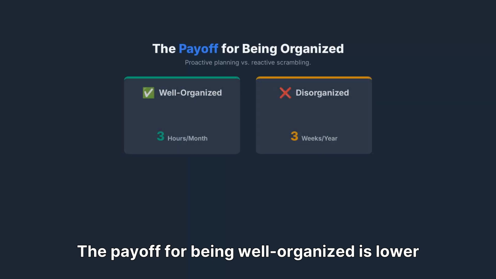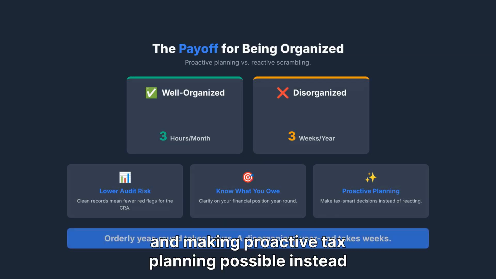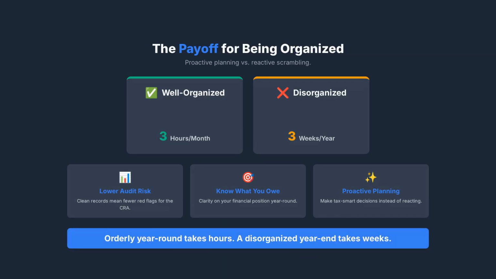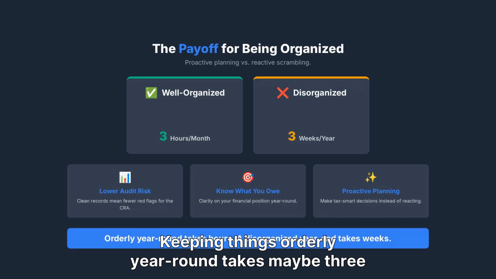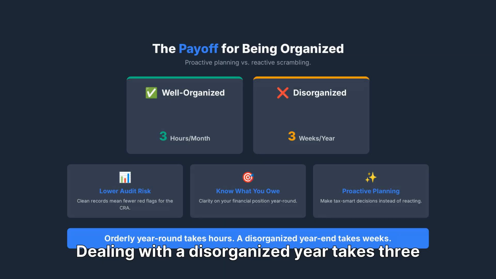The payoff for being well organized is lower audit risk, knowing exactly what you owe, and making proactive tax planning possible instead of reactive. Keeping things orderly year-round takes maybe 3 hours per month. Dealing with a disorganized year takes 3 weeks.